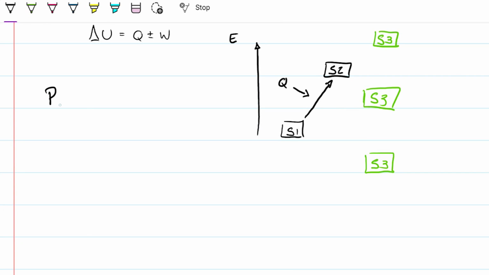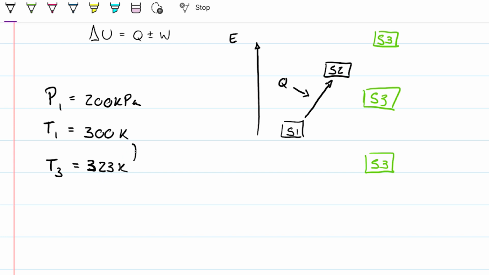We know that pressure 1 is 200 kilopascals. We know that temperature 1 is 27 Celsius, which is the same thing as 300 Kelvin, right? So I'm just summing 273. And the same thing for T3. I know it's 50, so that's going to be 323 Kelvin. That's what I know so far. So because the temperature is higher from T1 to T3, I don't think that will be the case. I'm going to be sure as we go, but I don't think that will be the case. It's probably going to be one of these two.